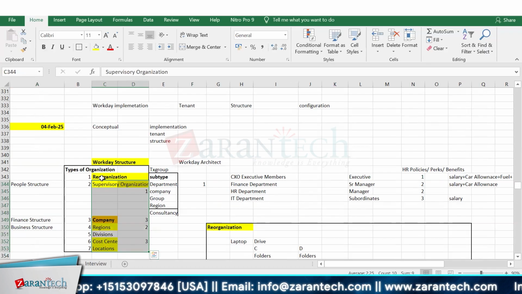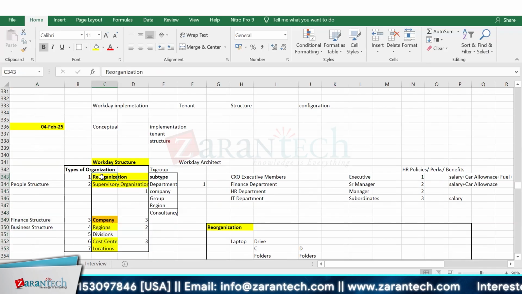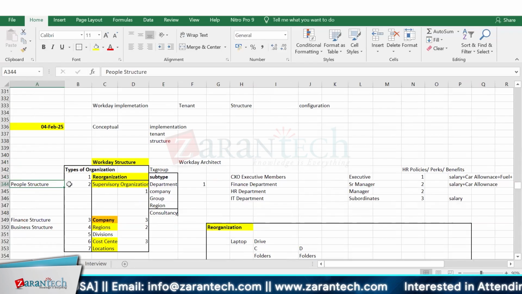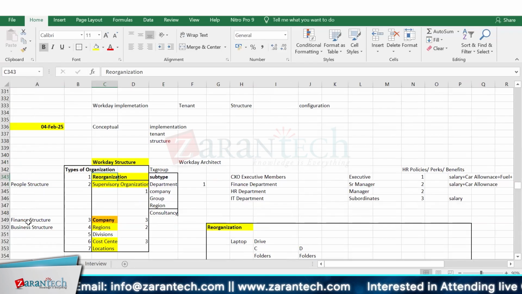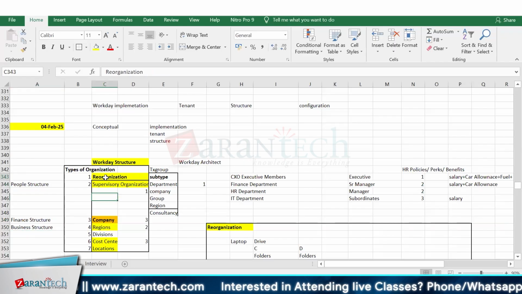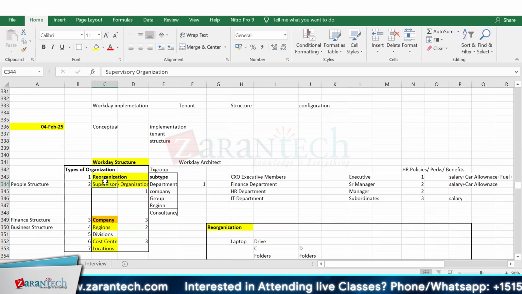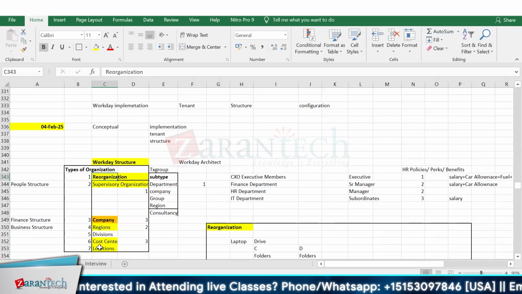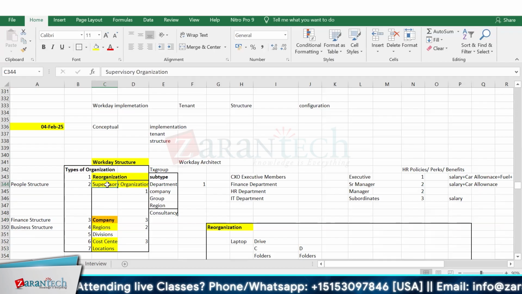And all of these areas are linked with reorganization at the top. One reorganization. So basically it's a hierarchy. People structure: supervisory organization, reorganization. Financial structure: company, and then reorganization and supervisory organization. Business: region, and then reorganization and supervisory organization. We link it. We relate it. Cost center is for business, supervisory organization, reorganization. We linked it. Location, we already linked at the first stage with our supervisory organization.